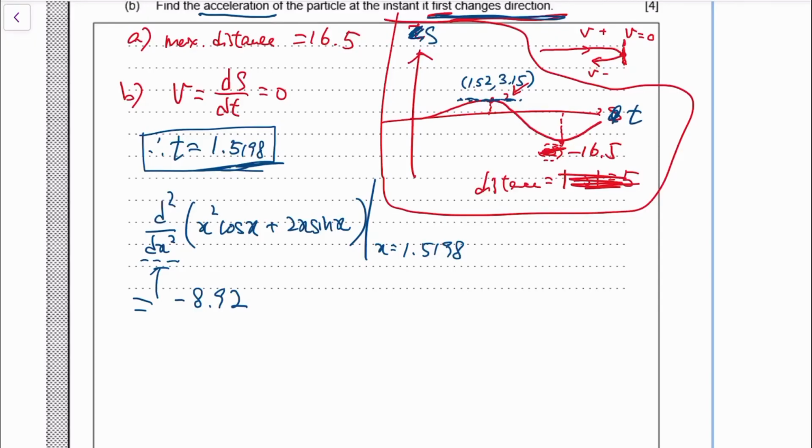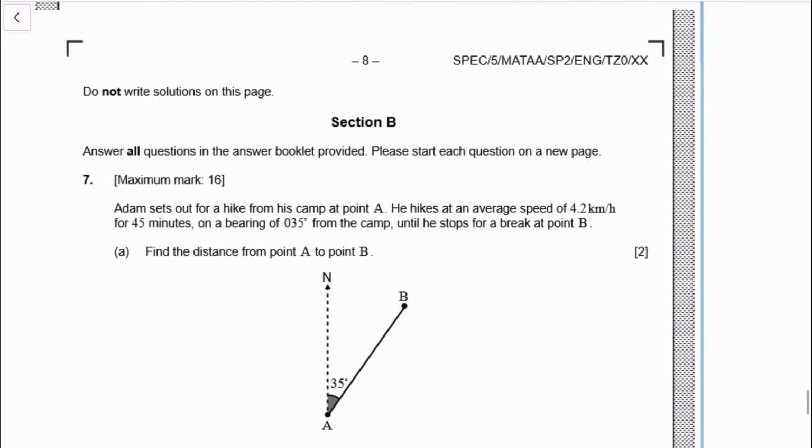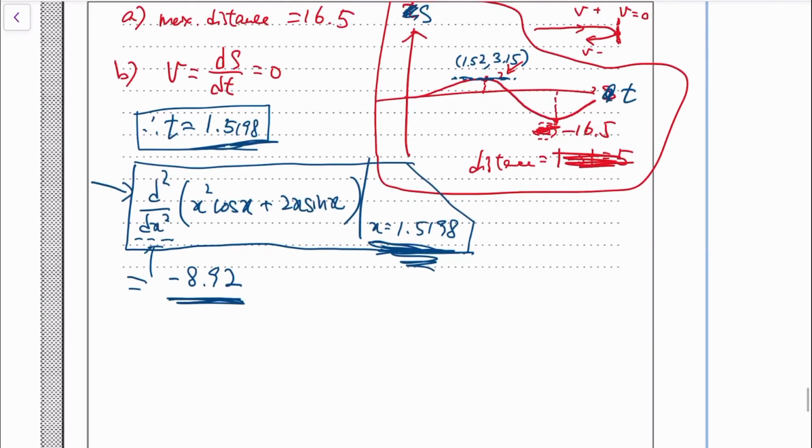So the key of this question is you don't need to do the second derivative yourself. The GDC can find the derivative at a particular point of x. They can tell you the value of the first derivative and second derivative. Okay, that's the key. So that should conclude section A.